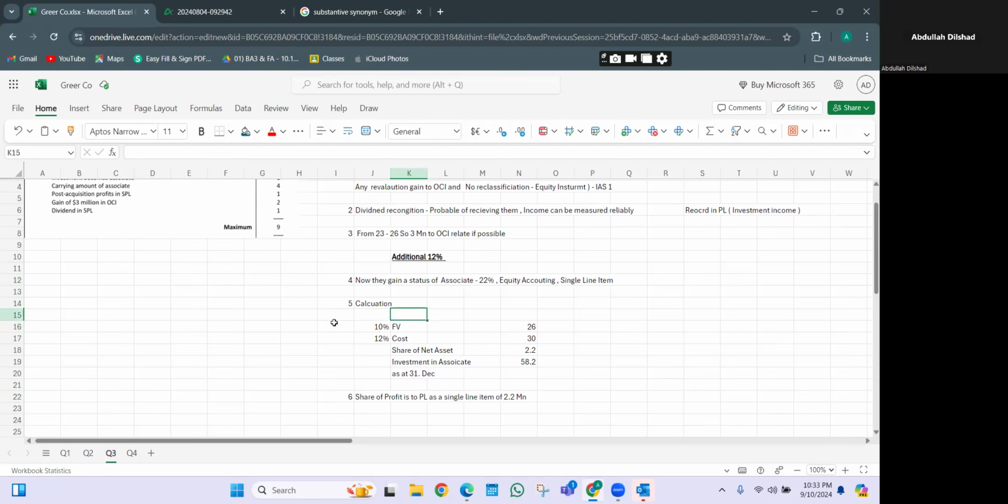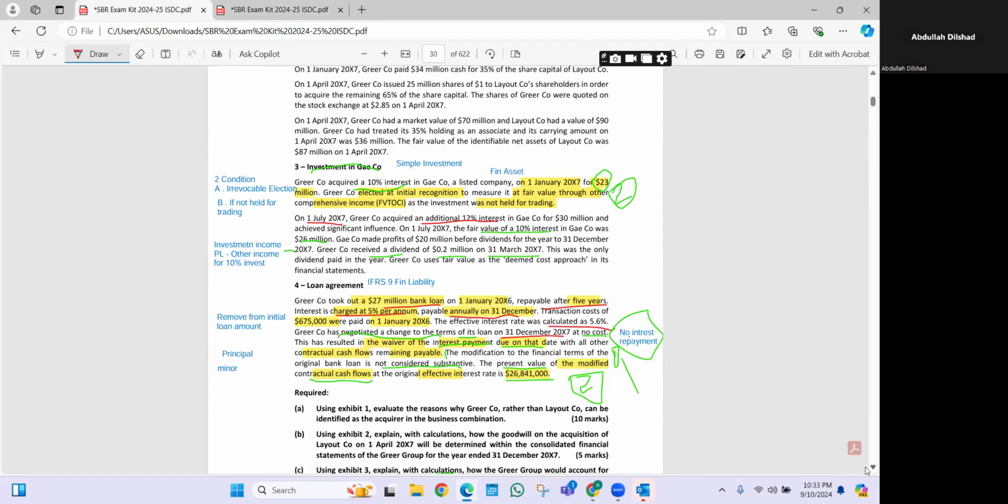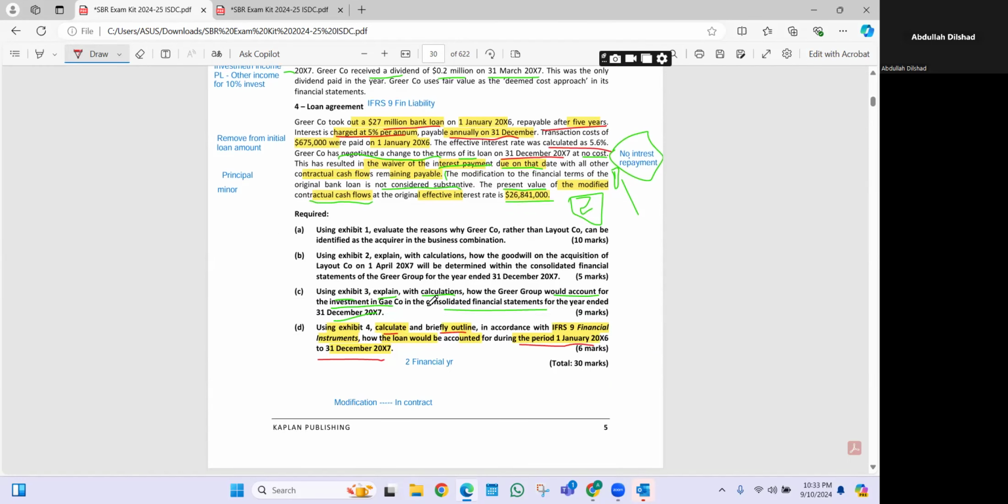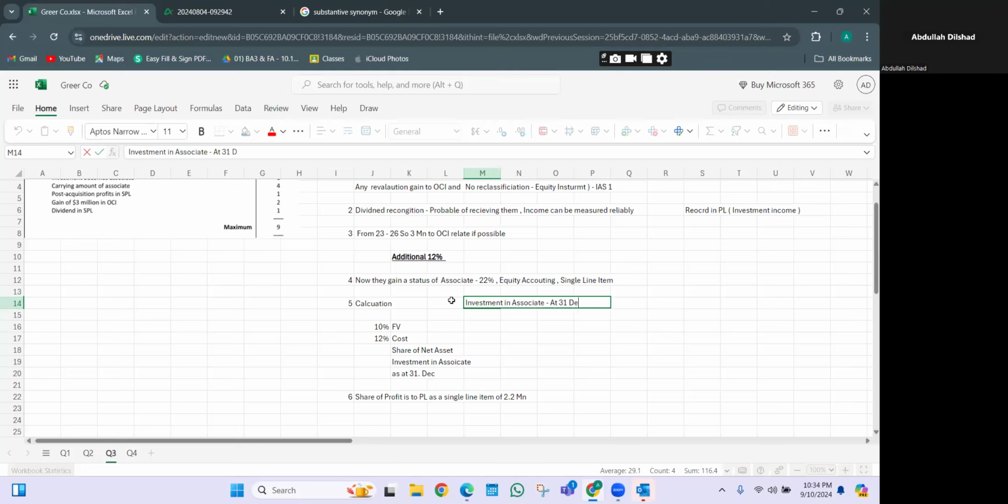Now I need to do a calculation. What is the calculation? He wanted me to go on record and show how I will show this in my consolidated financial statements. Okay, let me do that calculation. What do I need to show? Investment in associate at 31st December 2007 or 8, I don't know.